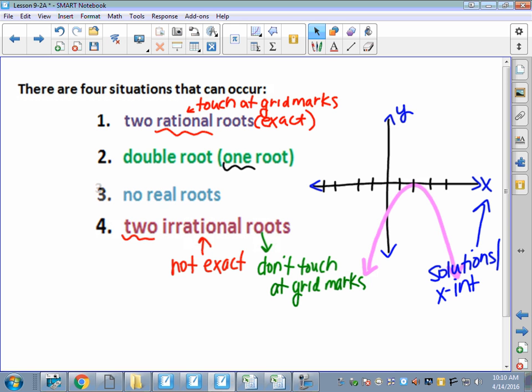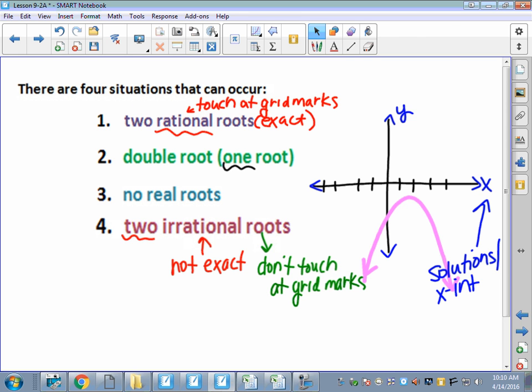And last but not least, this is the crazy situation. My parabola might not touch that x-axis at all. There are no real roots. We've got nothing. There's no place that my parabola touches the x-axis. So we've got no solutions. No x-intercepts, no zeros.